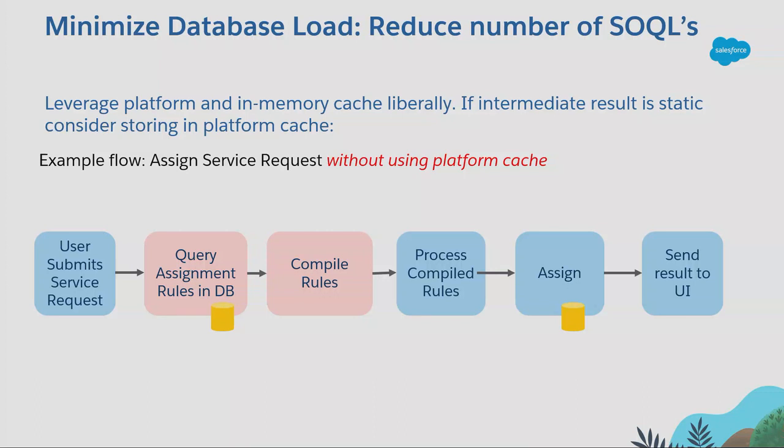Here is what a flow might look like if you weren't trying to economize on SOQLs, specifically platform cache. Obviously the first step is the user has submitted the request. Then we query the assignment rules that the company has configured from the database. We compile the rules, which just means put them in a form that we can actually execute. And then we process the compiled rules. We run the users against the service request, figure out who to assign them to, and then we write the assignment to the database. The little database icons are to show which ones are actually doing DB operations. Arguably, this one could have one too. And then we send the result to the UI.